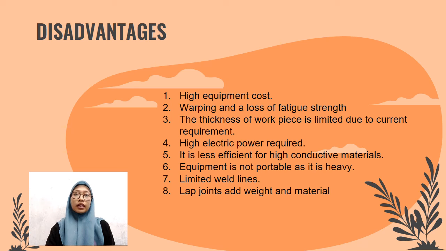Next is warping and a loss of fatigue strength. The appearance of the joint is often really ugly and it can be cracked. The metal may also become less resistant to corrosion. Besides that, the thickness of the workpiece is limited due to the current requirement, which is also a disadvantage. There are limitations when it comes to the thickness of the sheet because seam welding can become quite cumbersome when the thickness of a single sheet is more than 3 mm.